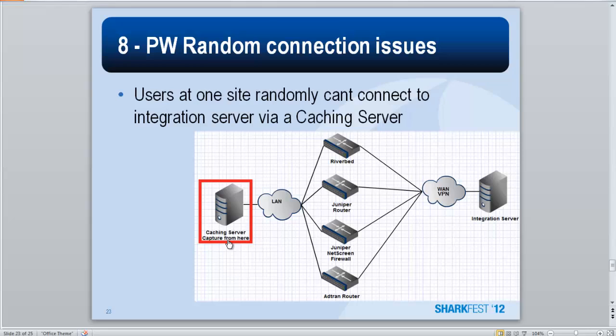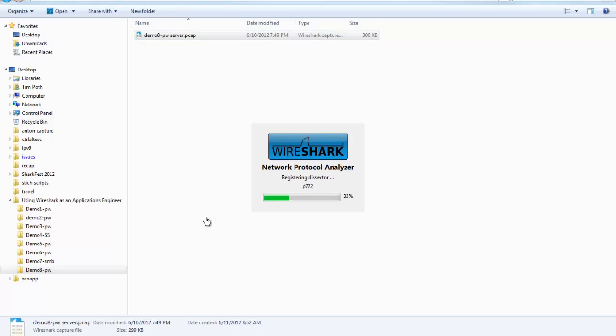So that brings us to our last capture of the day, and this is a random connection issue. Users at one site randomly cannot connect back to an integration server across a WAN link. Right off the bat, this network diagram should scare you. Why does this particular server have 4 different routes across a WAN back to the integration server? That's kind of scary, and we'll see how this network diagram came to be in a moment.